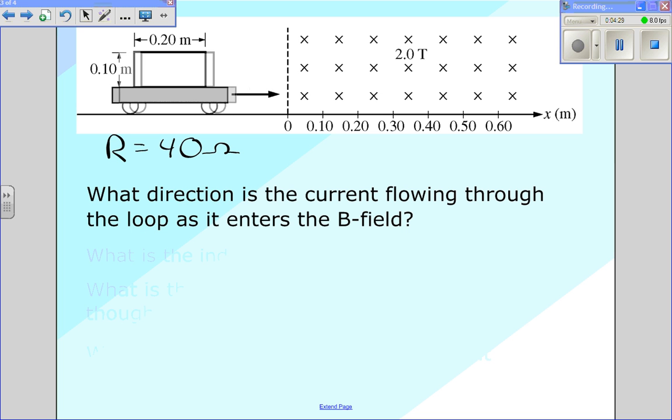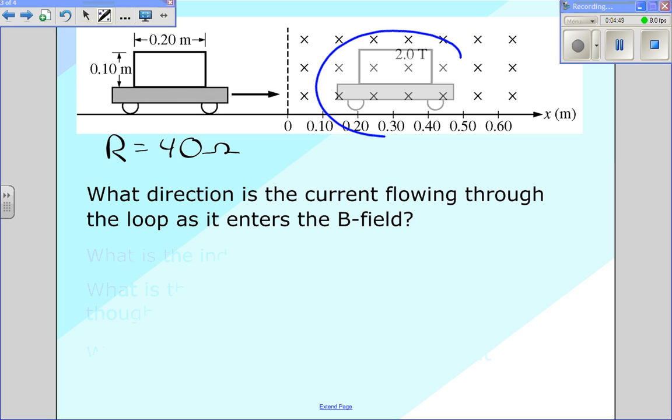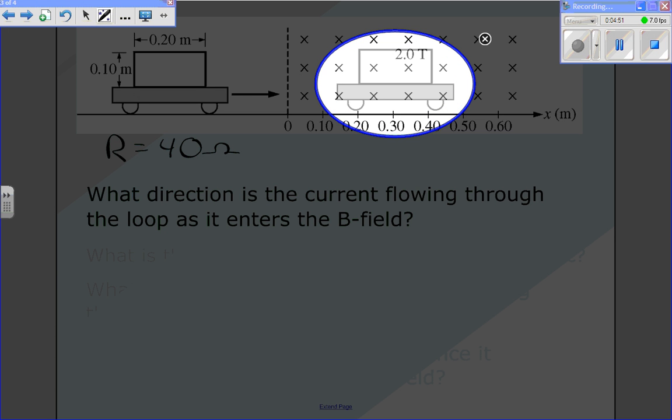So this is going to slowly enter the magnetic field. Now, the main thing that we're going to want to think about is flux through the loop as it enters the field. So right here, when we're outside of the magnetic field, there is 0 flux through the loop. But here, while we are inside the magnetic field, we do have a flux, and that flux is pointing inward.